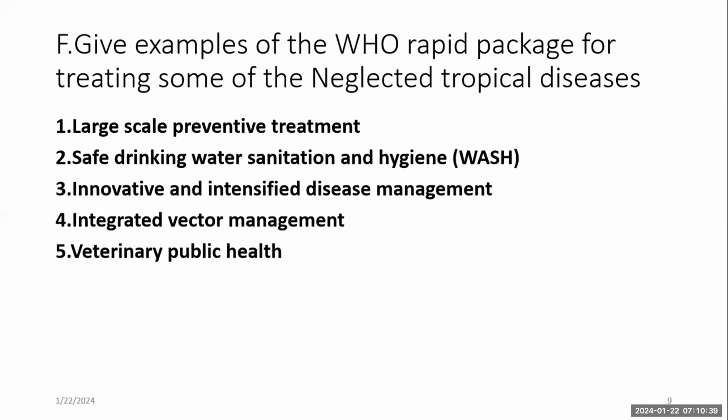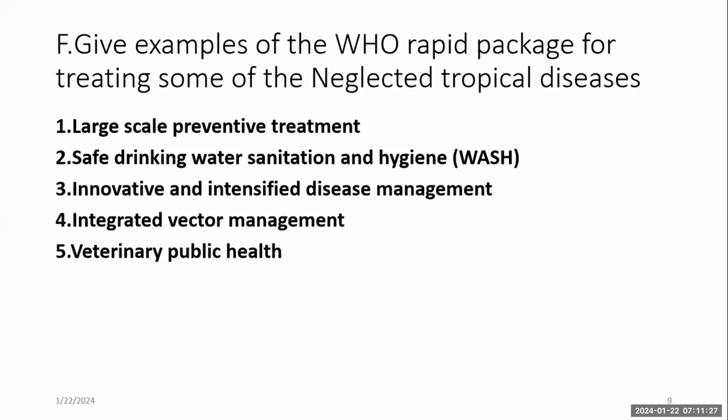Give examples of the WHO rapid package for treating some of the neglected tropical diseases. So the packages are 5 in number. 1, large-scale preventive treatment, which focuses basically on direct mass treatment of the different conditions. For example, in onchocerciasis, we give periodic mass treatment with ivermectin. 2 has to do with safe drinking water, sanitation, and hygiene. It's important that the communities have safe drinking water, and this will help to curb neglected tropical diseases like guinea worm. 3, innovative and intensified disease management.